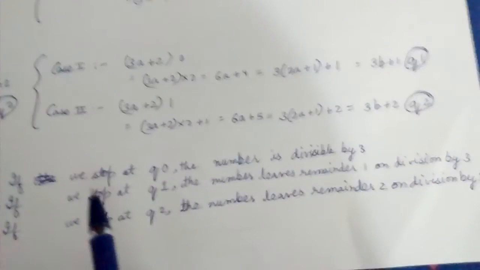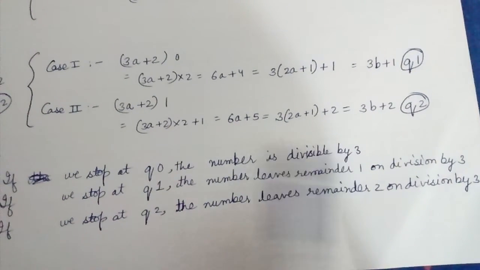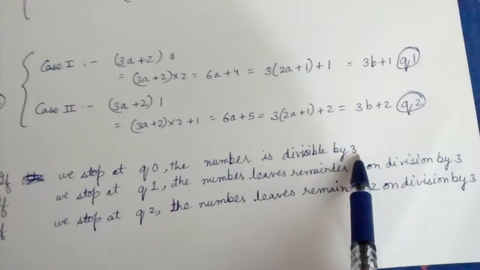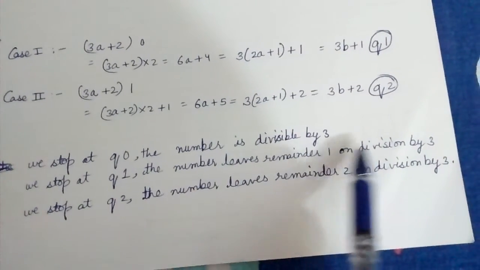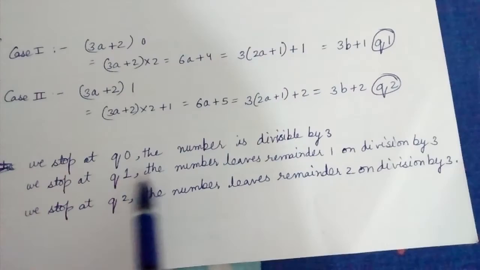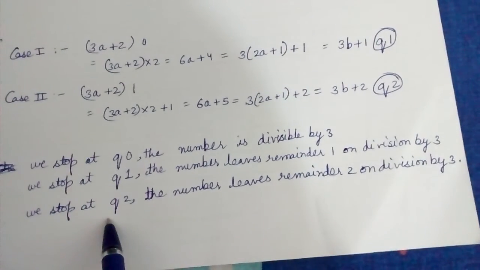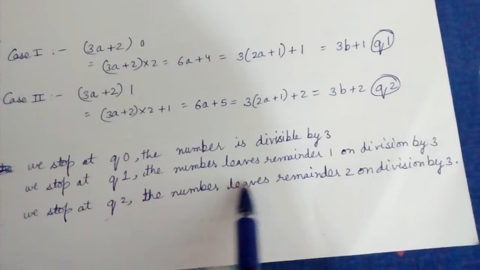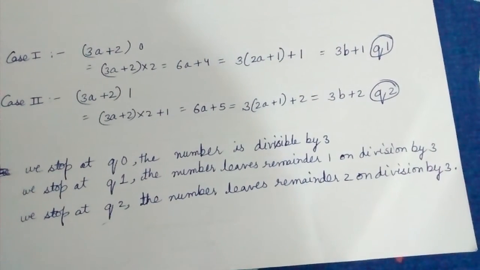So finally, if we stop at q0, the number is divisible by 3 because q0 represents the numbers of form 3a. If we stop at q1, the number leaves remainder 1 on division by 3 because q1 represents the numbers of the form 3a plus 1. And if we stop at q2, the number leaves remainder 2 on division by 3 because q2 represents numbers of the form 3a plus 2.